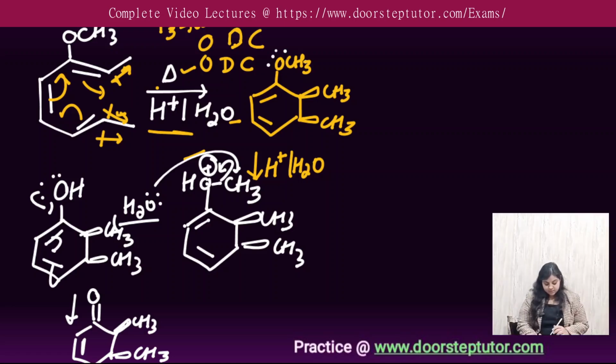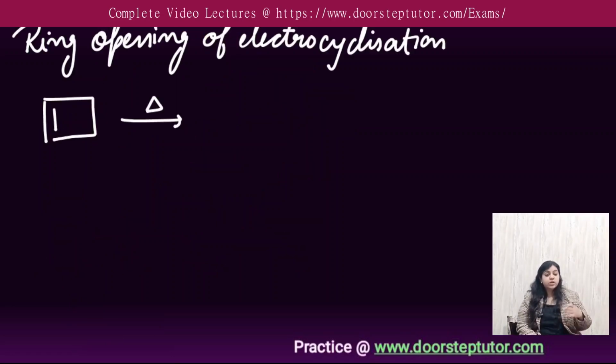Now the next concept that we have to learn is about the ring opening electrocyclization. So far what we have been doing is creating the ring, that is, at the expense of the pi bonds we were forming the sigma bonds in our systems. That was the driving force behind those reactions. Now what we are going to do is form the pi bonds from the sigma bonds.